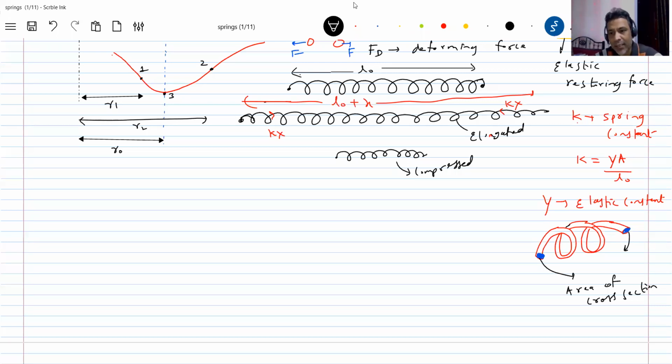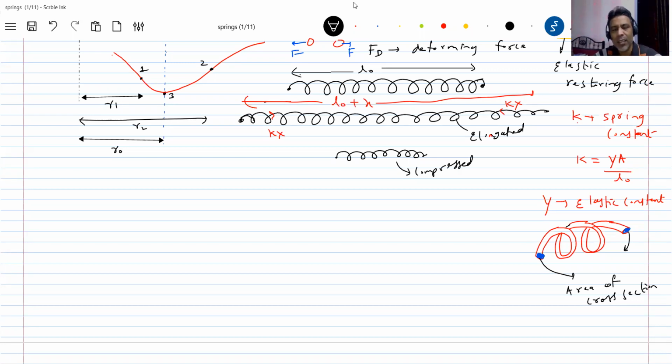Not this radius, we are not talking about this one. Area of cross section of the wire, that is what A is. So that area of cross section will be constant. What is L naught? L naught is the length of the spring, not the length of the wire used to make the spring. Are you getting it?